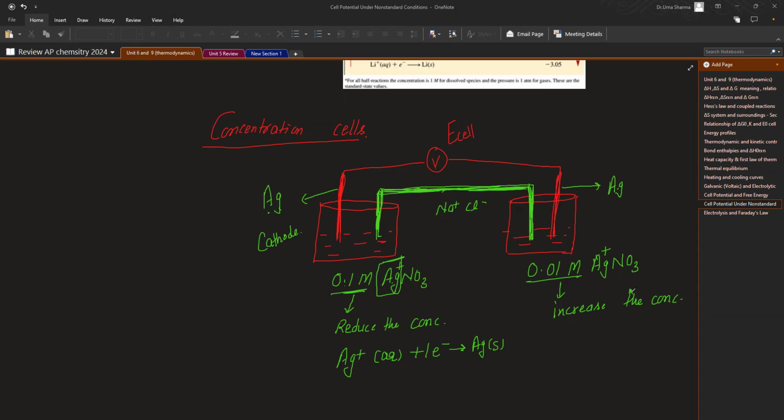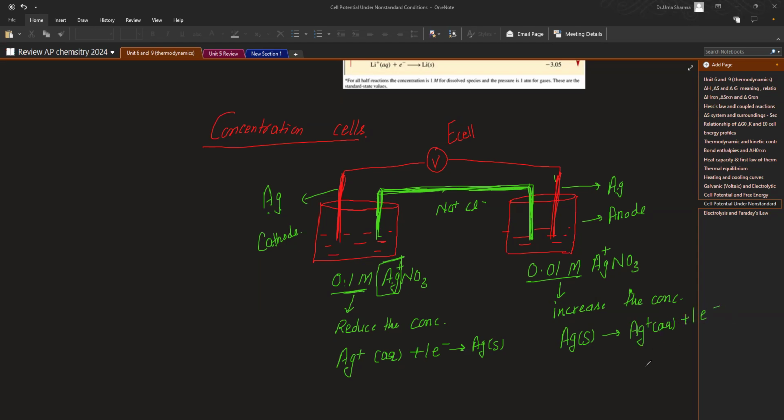If this is cathode, what is happening here? Then this is anode. And what is happening here? Your silver solid is undergoing oxidation. This silver solid is undergoing oxidation to silver plus.